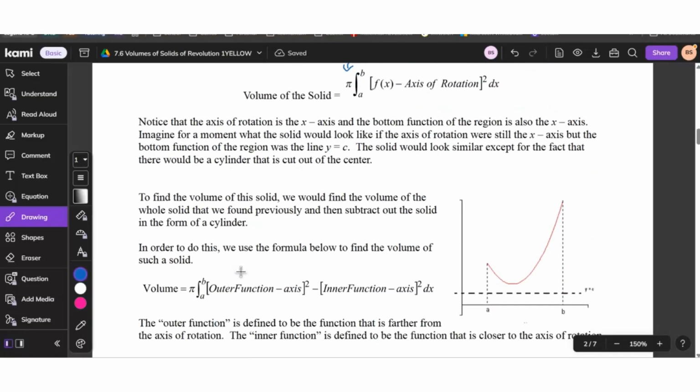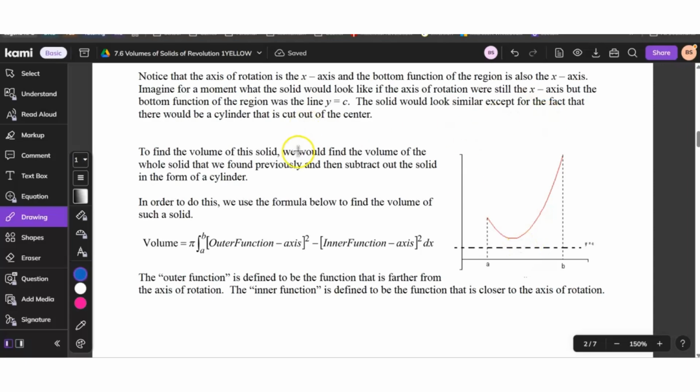All right. Notice that the axis of rotation is the x-axis and the bottom function of the region is also the x-axis. Imagine what the solid would look like if the axis of rotation were still the x-axis, but now the bottom function is something else, this line y equals c. The solid would look similar, except that there's going to be a hole through the middle of it. If you imagine this thing, there's literally an open hole. Does that make sense?